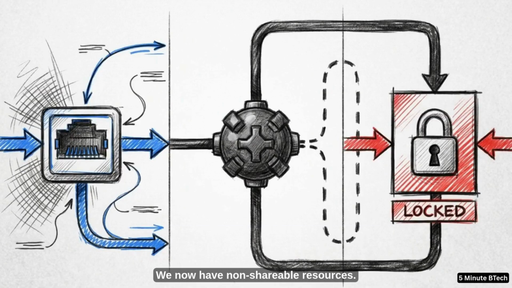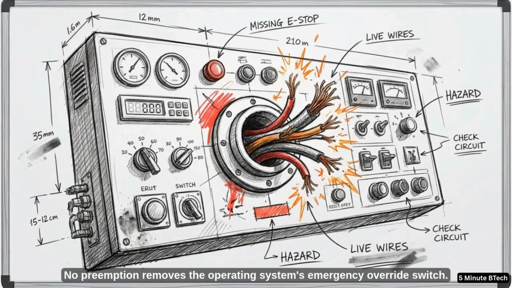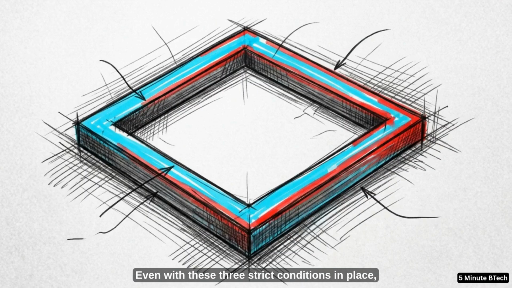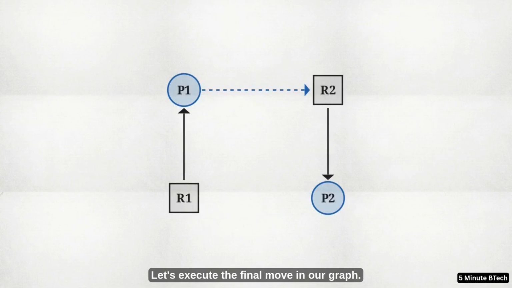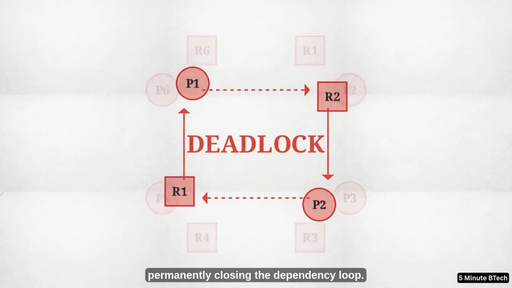We now have non-shareable resources, held indefinitely during new requests, with unbreakable allocations. No preemption removes the operating system's emergency override switch. The system must rely entirely on the individual processes to resolve their own wait states. Even with these 3 strict conditions in place, the system will not crash until a final geometric shape is formed. Condition 4 is circular wait. Let's execute the final move in our graph. Process 2 requests resource 1, permanently closing the dependency loop.